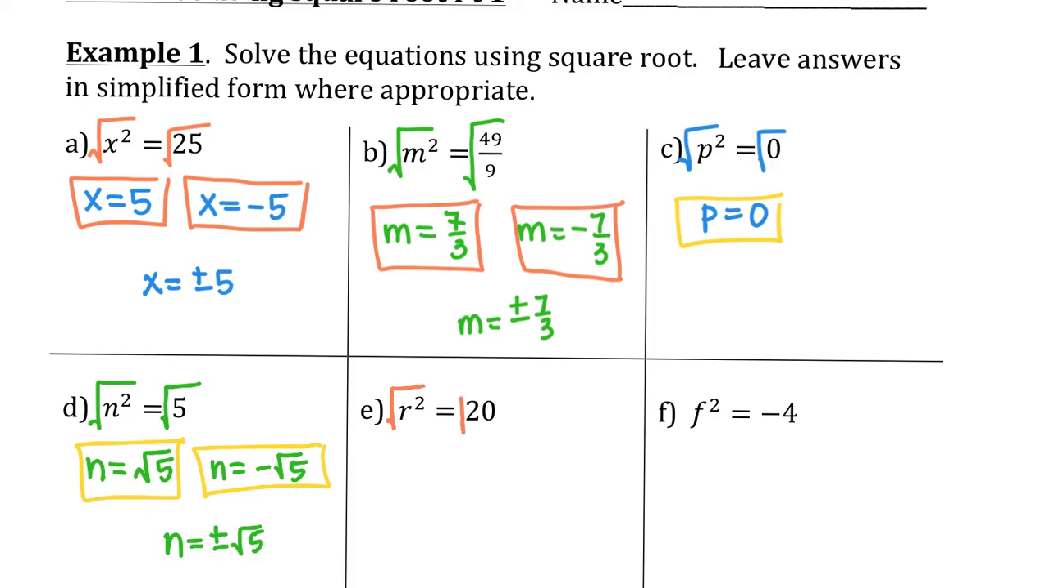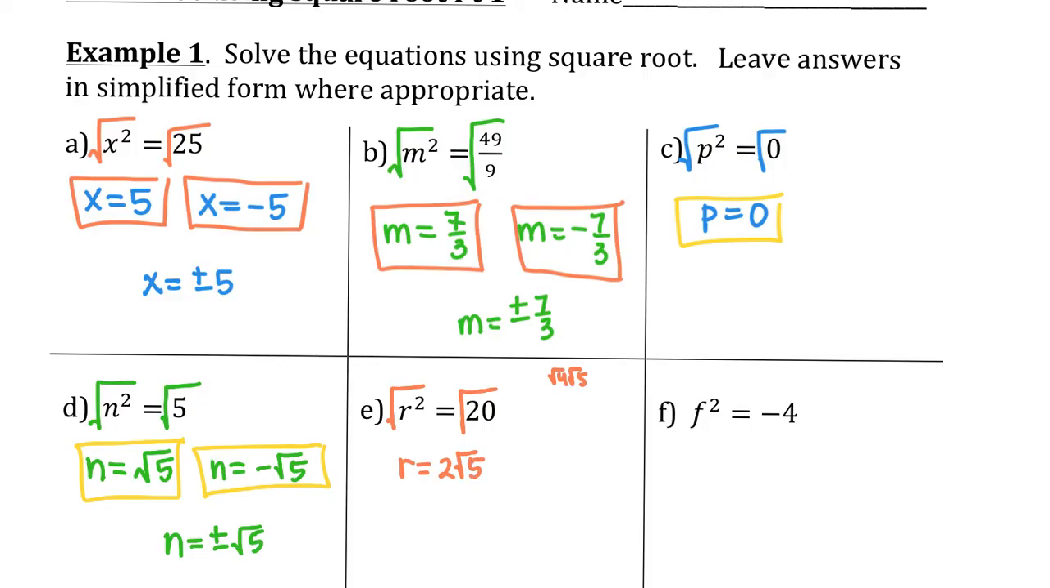Let's keep going. Square root, square root. I get r is the square root of 20, which is irrational, but actually I can simplify the square root of 20 because it's 4 times 5, which is 2 square root 5.